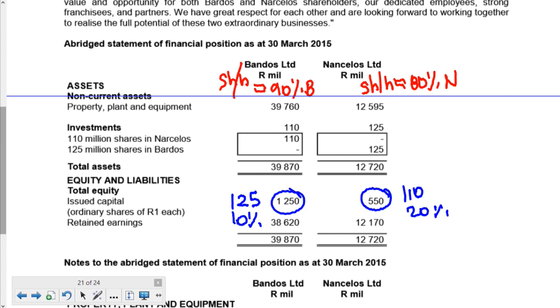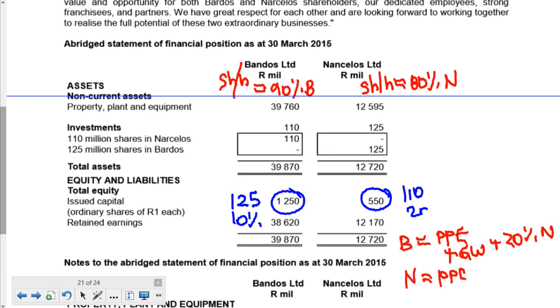The other thing is that the value of B is equal to the fair value of B plus 20% of N. Do you agree? Because that's the value of B. And then the value of N is PPE plus goodwill plus 10% of B. We have this problem with the cross-holding. So we have to do simultaneous equations to be able to work out the values.